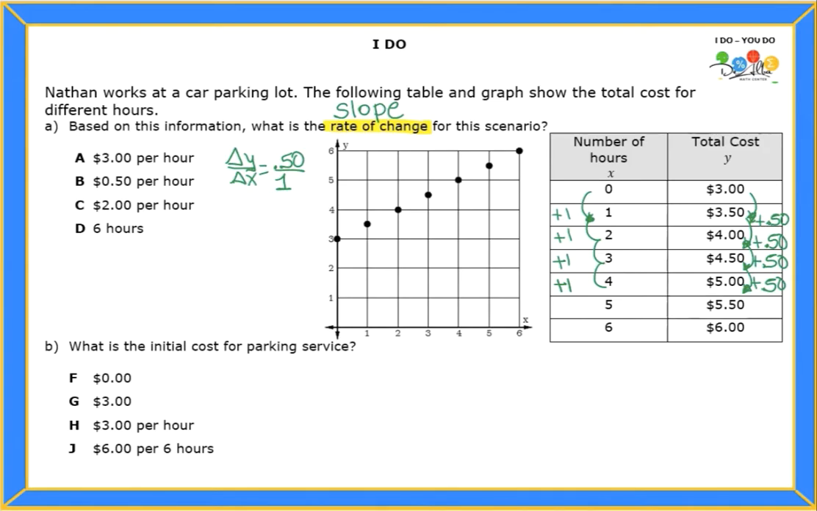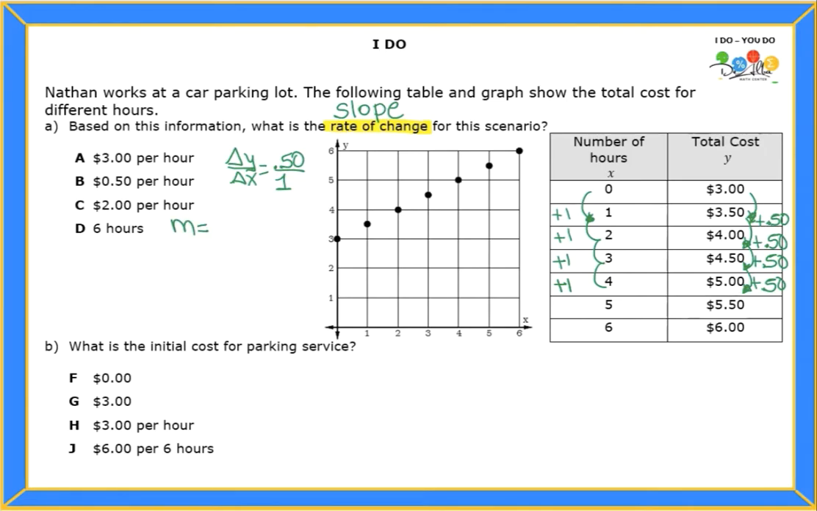So now I can see that the rate of change is 0.50 over 1. And that will mean what? Well, the 1 is for the hours. So that means 50 cents per hour. So it seems to be that the answer should be letter B. But we can double check on that by using the formula for the slope of a line. Let's see if you remember the formula.